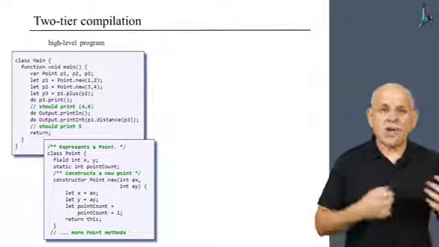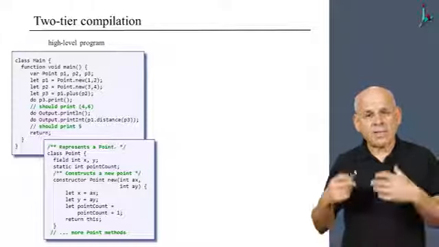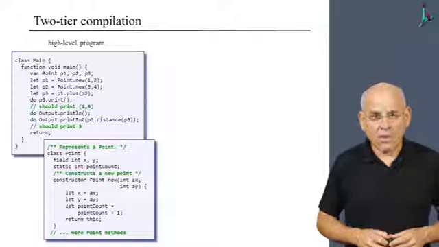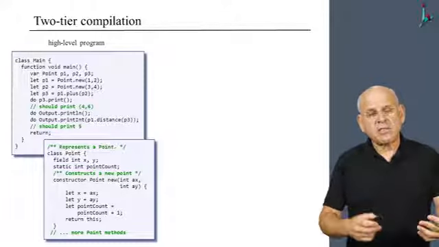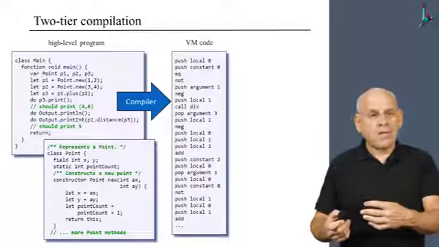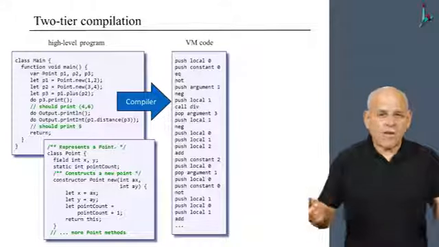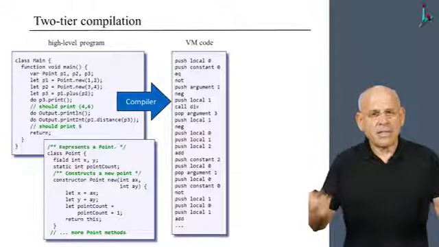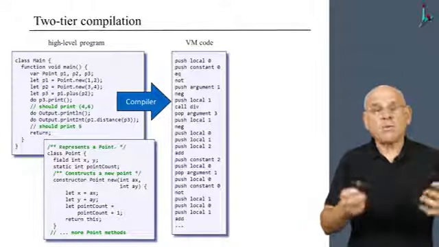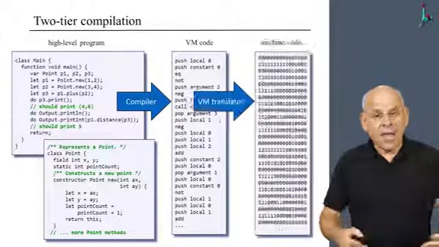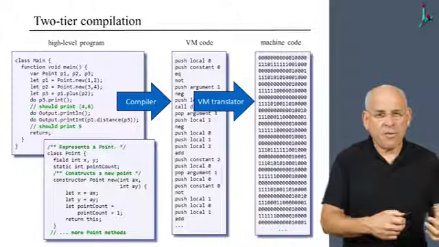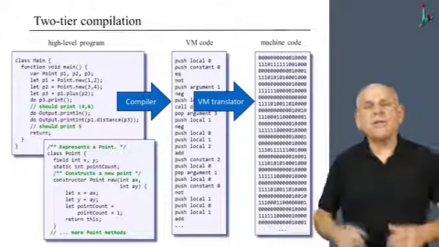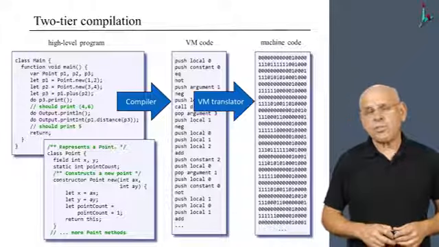Now, as we mentioned several times in the course before, in some modern programming languages like Java, C#, as well as Jack, we have what is known as a two-tier compilation process. So the program is first compiled into some intermediate code, which in Java is called bytecode. In C#, I believe it's called IL, intermediate language. And in Jack, we simply call it VM code. And then there's another process that takes the VM code and translates it into the ultimate target object machine language.